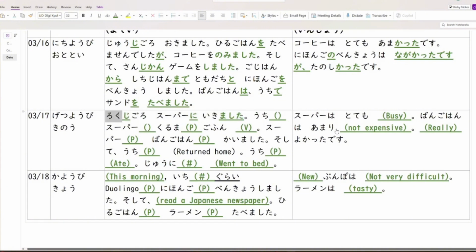Rokuji goro. I could feel dissonance in me. 6時頃、スーパーに行きました。 So, yeah, this one's gonna be a little different. Uchi, my heart already wants to say de, but we'll see. Uchi de super, blank, kuruma. Okay, so we're traveling via car.